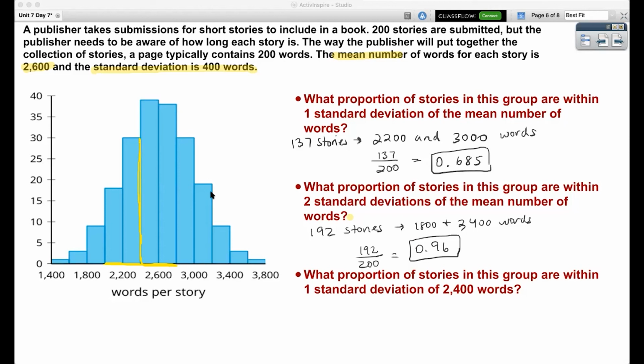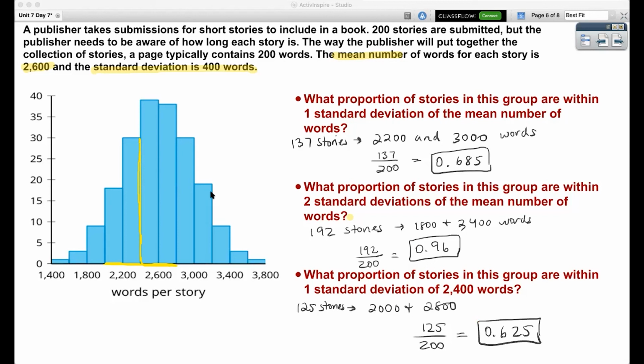Now, how many stories are in those intervals, essentially the intervals between 2,000 and 2,800? It turns out there are 125 stories that fall within one standard deviation of 2,400 words. And again, it's 125 stories out of 200 stories. That's going to give us 0.625.